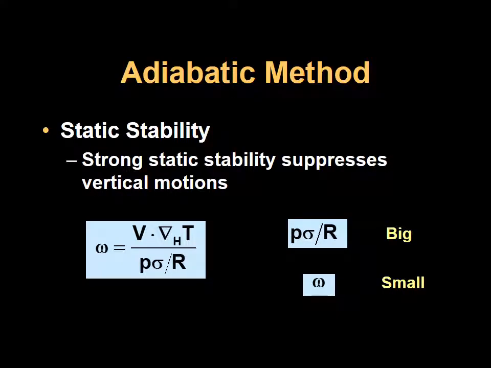So this is your adiabatic method for figuring out vertical motions. It deals with the thermodynamic equation. It says that when there's warm air advection, air rises. When there's cold air advection, air sinks.